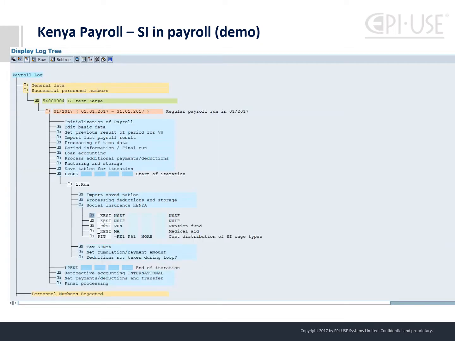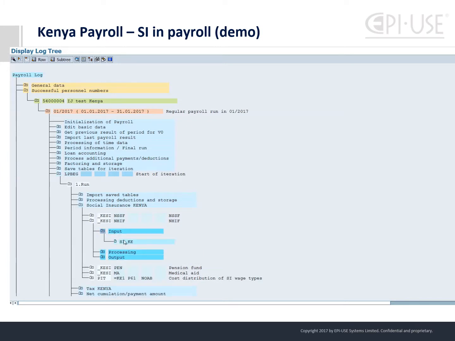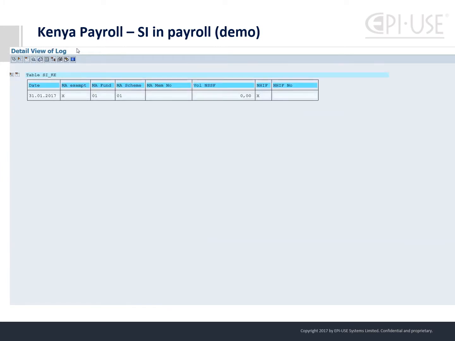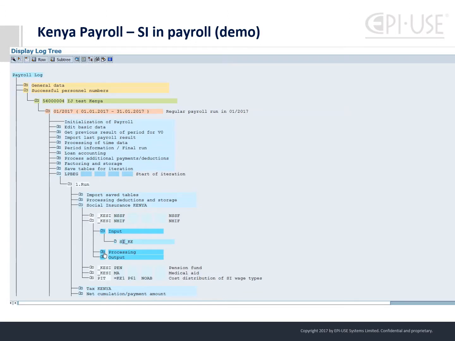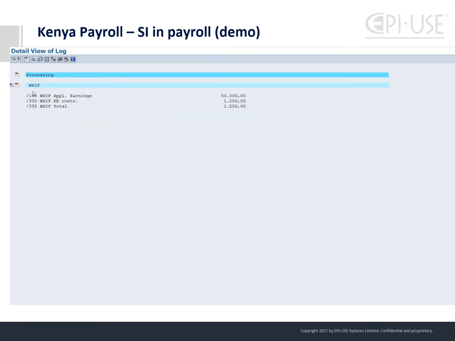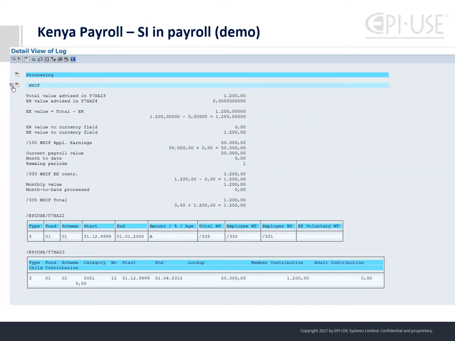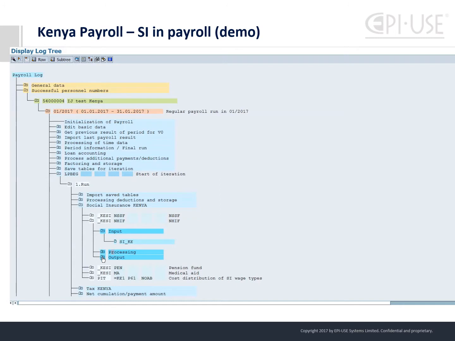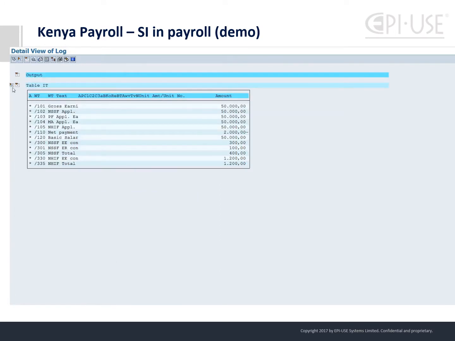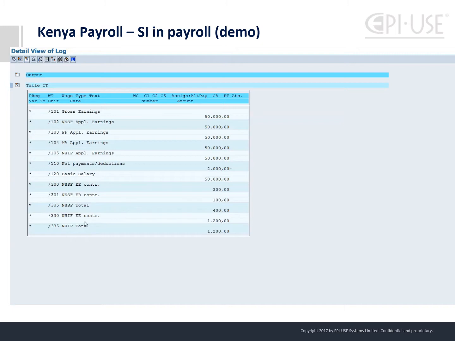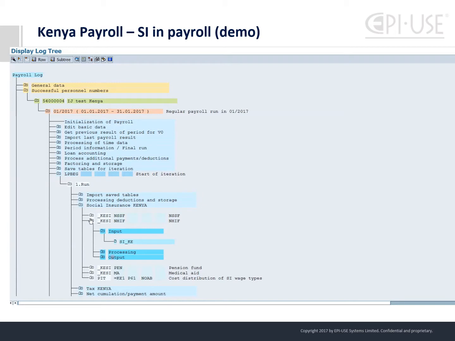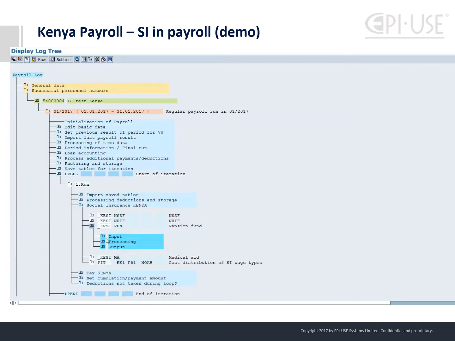So the same applies to NHIF. I can look at the input table, what was specified for NHIF. If I look at the processing, again, here are the wage types. How were they calculated? If I just go down, it shows the exact calculation and the information from the different tables. And if I look at the output, I can see how these wage types now were added to my input table for NHIF. And the same applies for pension and medical aid.